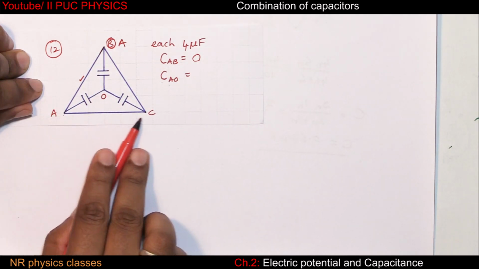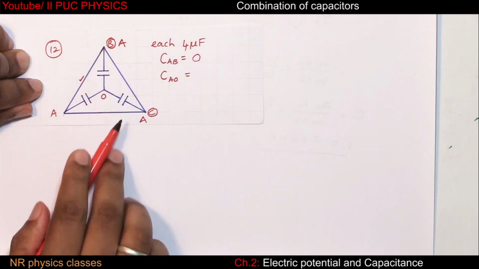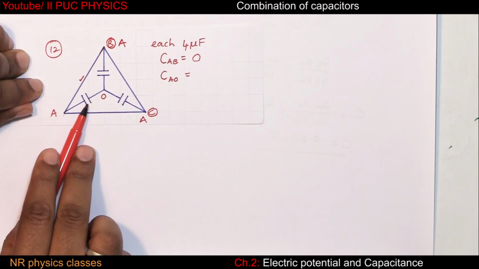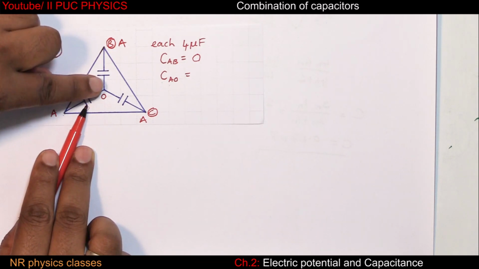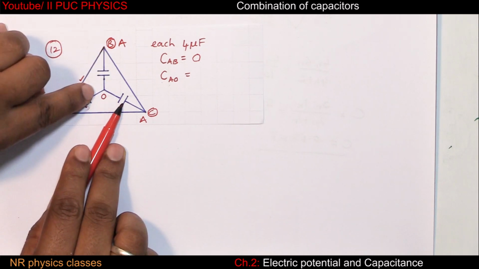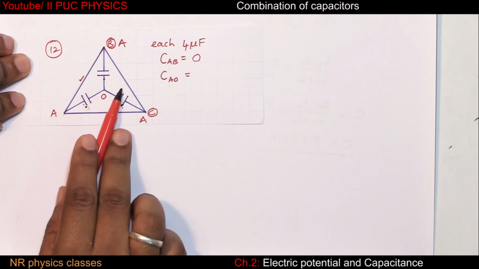This is A, then this point is also A. Though it is labeled as C and B, they are actually A only. Now observe carefully. This first capacitor is between O and A. Second is between OA. Third is also between OA. Means actually these 3 capacitors are in parallel.